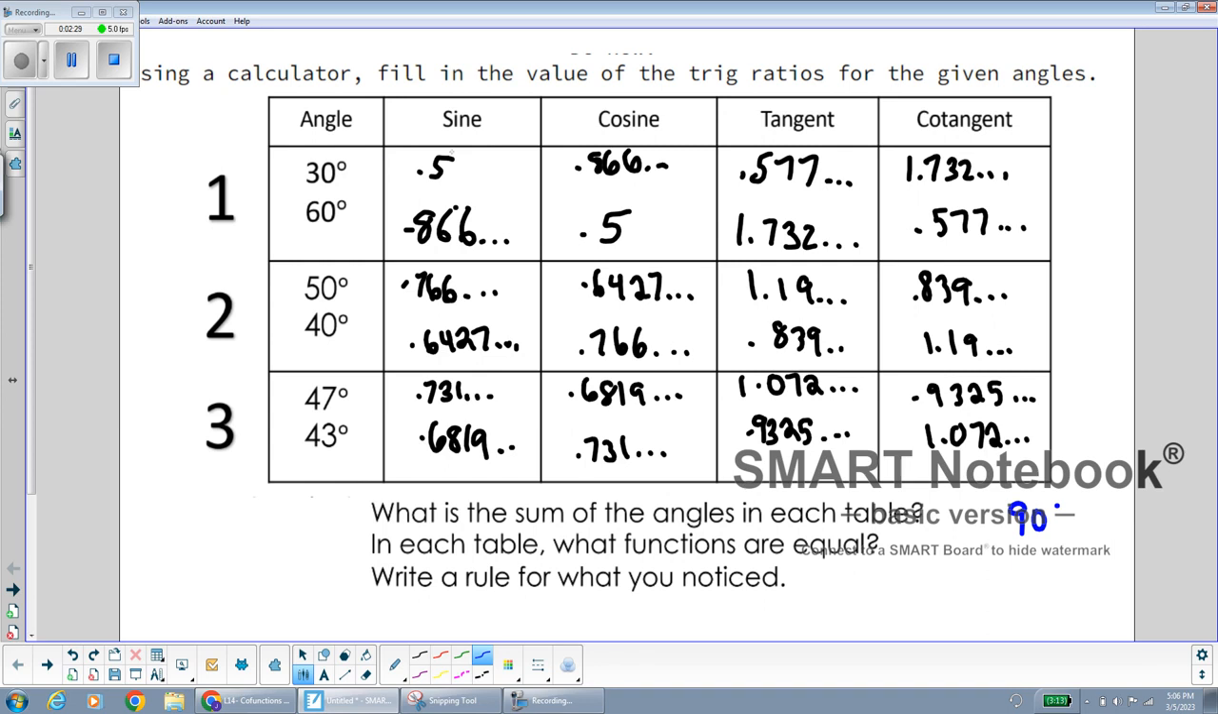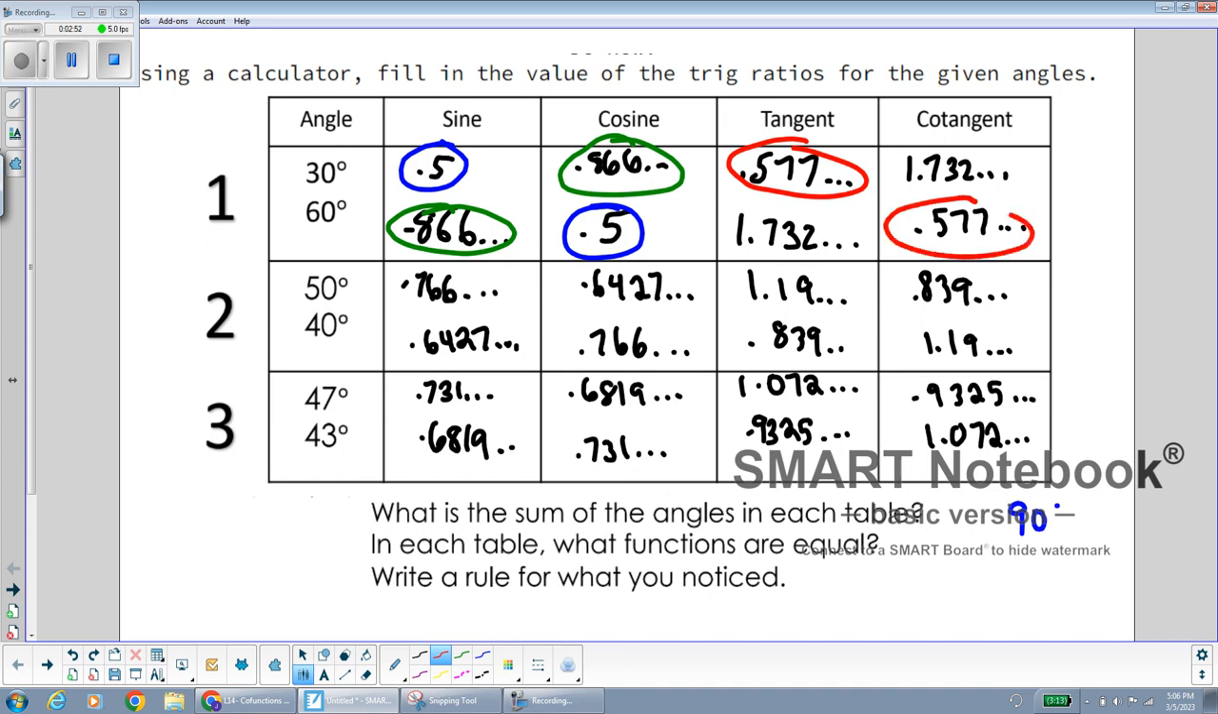I notice that sine of 30 degrees and cosine of 60 degrees are equal. Also, sine of 60 degrees and cosine of 30 degrees are equal. And over here, tangent of 30 degrees and cotangent of 60 degrees are equal. And tangent of 60 degrees and cotangent of 30 degrees are equal.